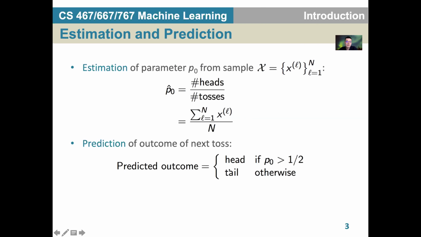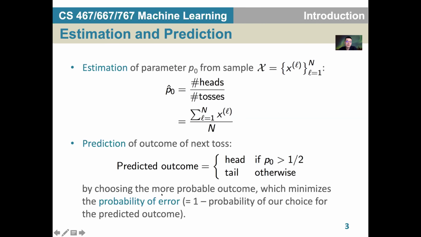Any questions? Okay, so basically by choosing the more probable outcome, we minimize the probability of error, right? For example, if your probability of head is 40%, then you choose tail. The probability of tail is 60%, so your accuracy is 60%. Your probability of making a mistake is 1 minus 60%, which is 40%, okay? So the probability of error is minimized. Because if you chose head, the probability of error is 60%. If it's tail, the probability of error is 40%. So of course we prefer the smaller error, which is tail.